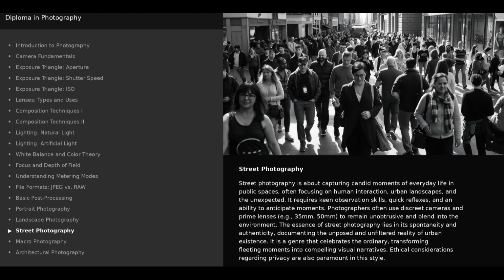Street photography. Street photography is about capturing candid moments of everyday life in public spaces, often focusing on human interaction, urban landscapes, and the unexpected. It requires keen observation skills, quick reflexes, and an ability to anticipate moments. Photographers often use discreet cameras and prime lenses, e.g. 35mm, 50mm, to remain unobtrusive and blend into the environment.